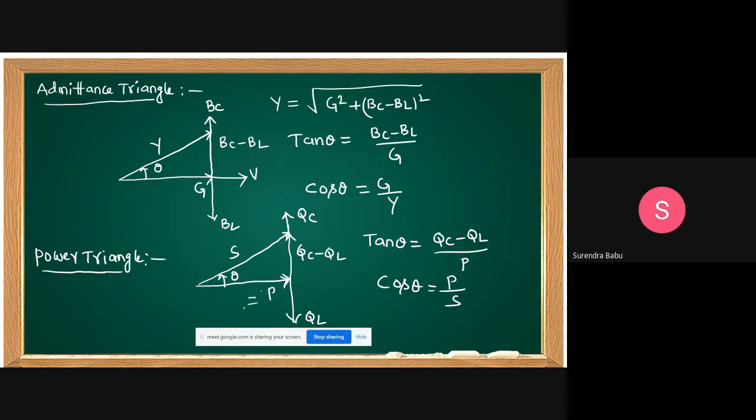What is P here? V square into G. What is QC minus QL here? V square into BC minus BL. What is S here? V square into Y. Like this you can do. Then what is S? Square root of P square plus QC minus QL whole square. This is the case with the assumption of IC greater than IL.